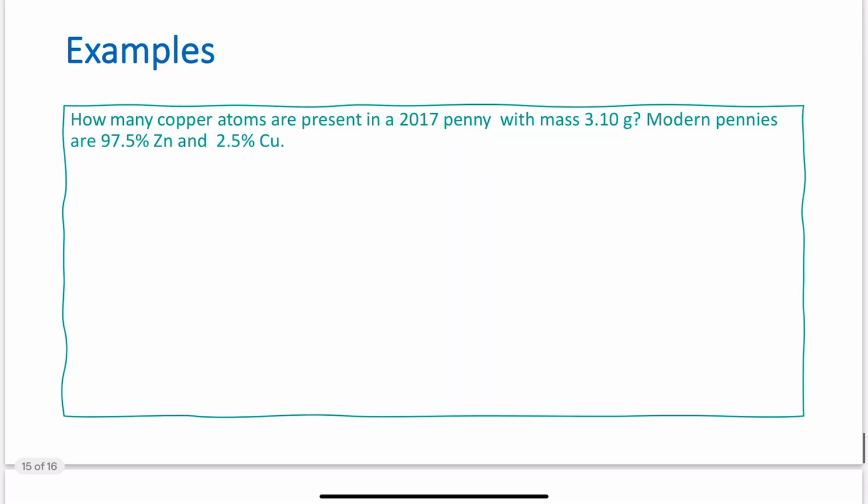Okay, what's next? How many copper atoms are present in a 2017 penny with a mass of 3.10 grams? Modern pennies are 97.5% zinc and 2.5% copper. So this is where I was talking about the fact that we have to pay attention to what the penny is actually made of. This gives us an extra conversion we have to do. Okay. So what I want to know is the number of copper atoms.